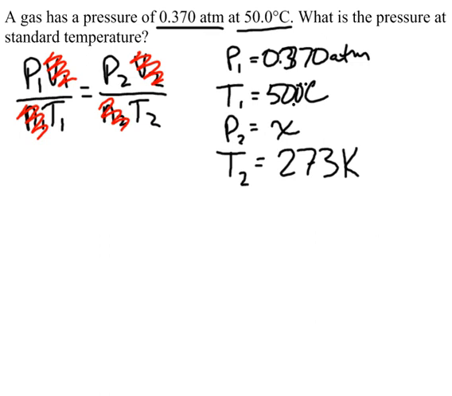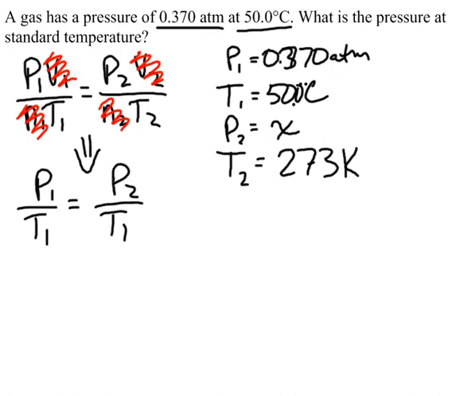So my equation now looks like this: P1 over T1 equals P2 over T2. If I do my cross multiplication, I'm going to end up with P1T2 equals P2T1. And that just makes it easier to isolate your variables so you don't have to multiply by your reciprocals or anything like that.